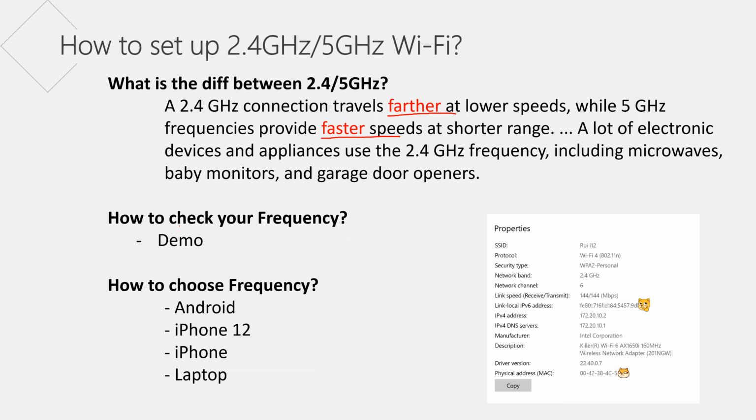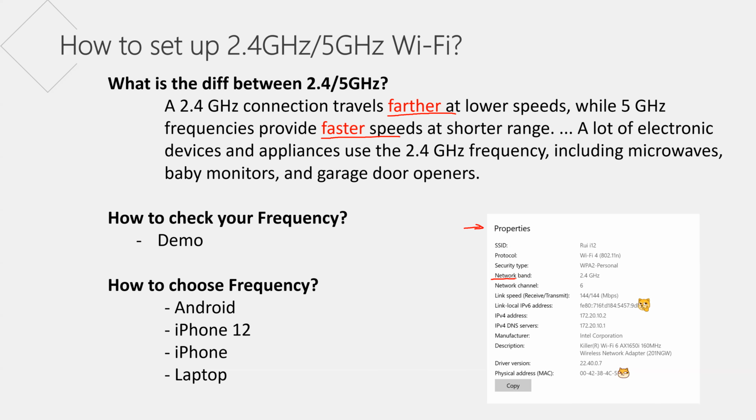And how to check your frequency. Maybe you are not pretty sure what your frequency is for your hotspot right now. You can just right click the internet icon at your desktop at the right corner of it, and then you should be able to find the properties of it.